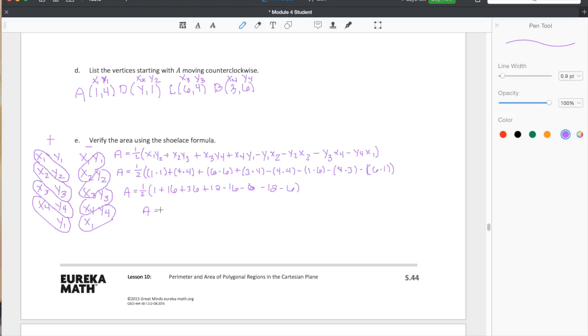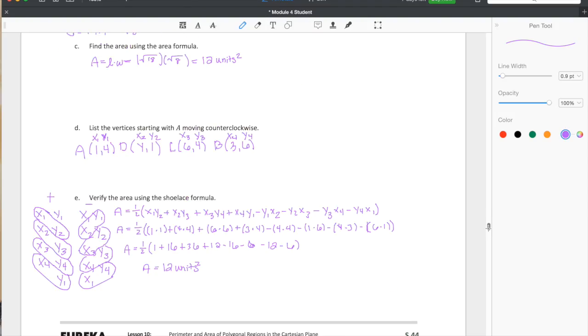All right, so you can either use mental math to figure this out, or you can just put it into your calculator, but either way, when you do, you should get the area to be 12 units squared. And notice that this came out to be the exact same as what we found when we used the distance formula, which it should.